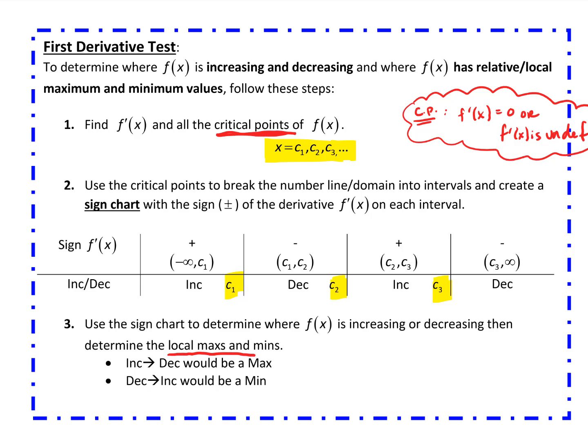So those local maxes and mins, if we switch from increasing to decreasing, okay, so if we go up and then come back down, that is going to be a local max. And if we go from decreasing to increasing, that will be a local min. Okay, so we'll be able to pull all of that information right out of our sign chart and use it to answer questions or to actually get a rudimentary graph of our function from the derivative. All right, so let's go ahead and actually do that for a problem.